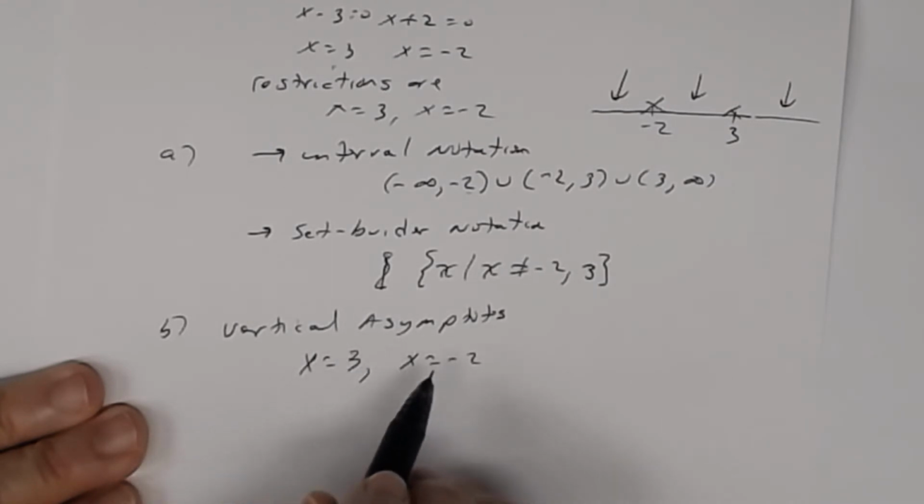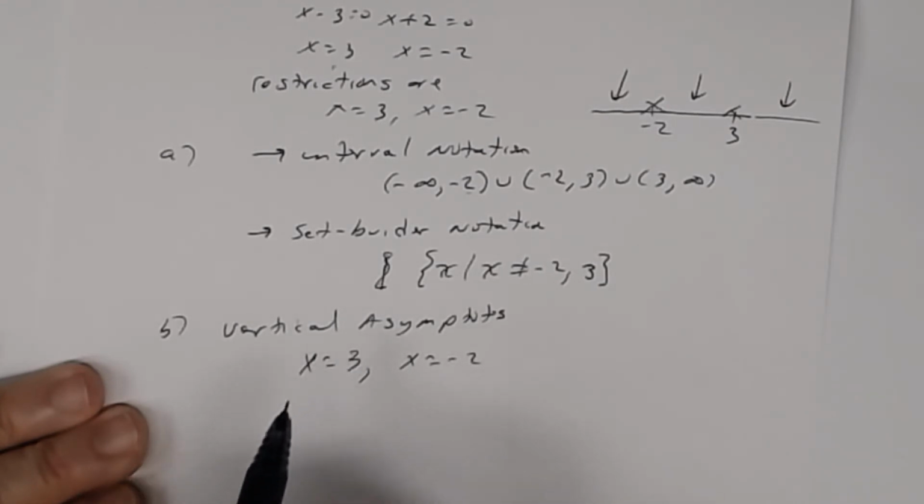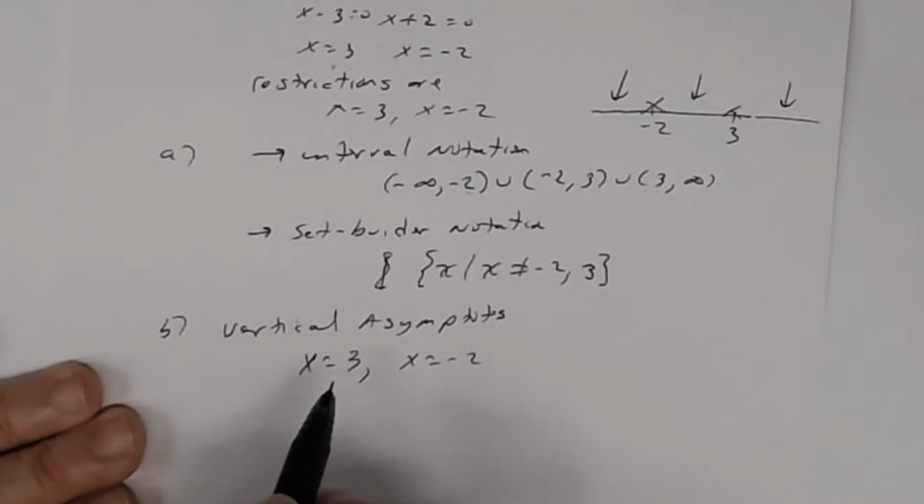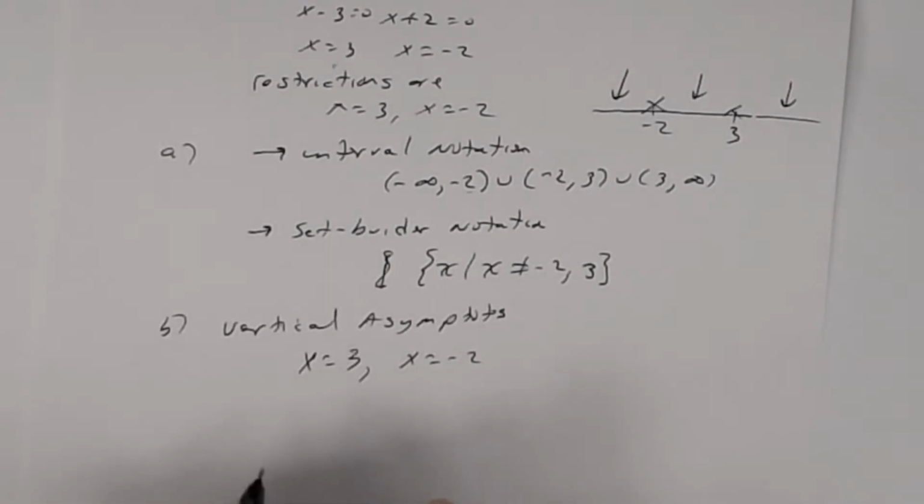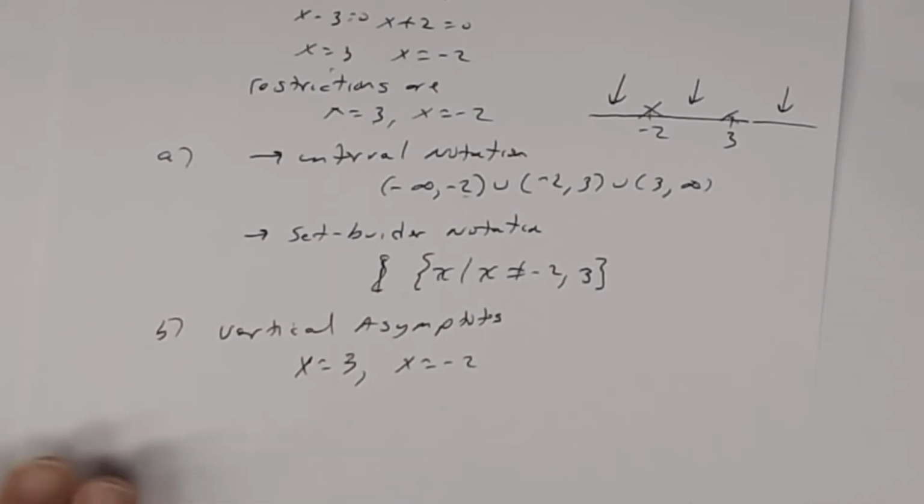So x equals 3, x equals negative 2. If you don't say x equals, you're going to be very upset because you're not going to get your full points, even though that's what you intended. All right, let me just show you what the graph looks like, and that's it for that one.